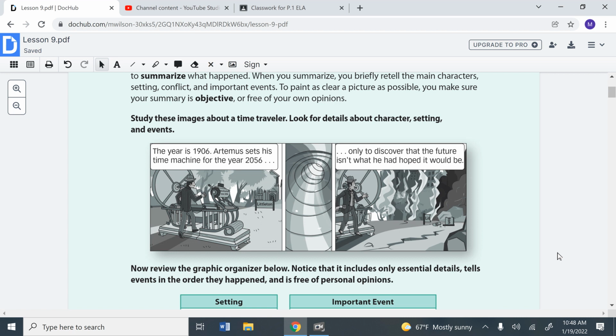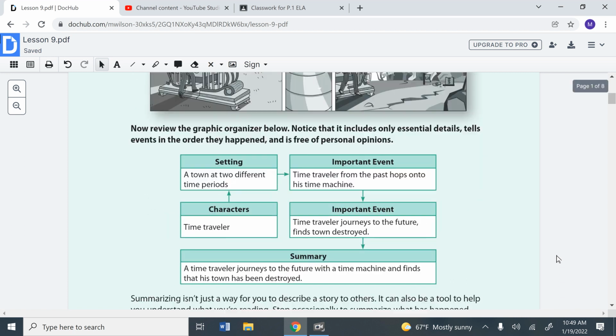Look for details about characters, setting, and events. So in the first box, it says the year is 1906. Artemis sets his time machine for year 2056. In the last box, it says only to discover that the future isn't what he had hoped it would be. Now review the graphic organizer below. Notice that it includes only essential details, tells events in the order they happened, and is free of personal opinions.